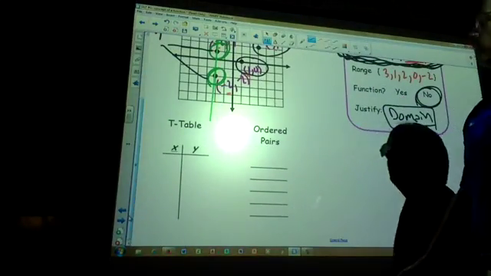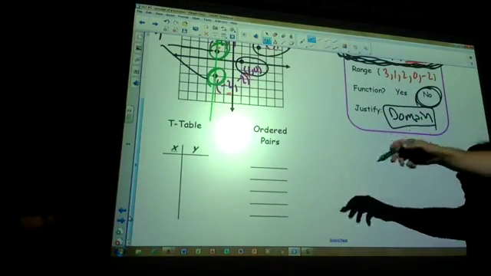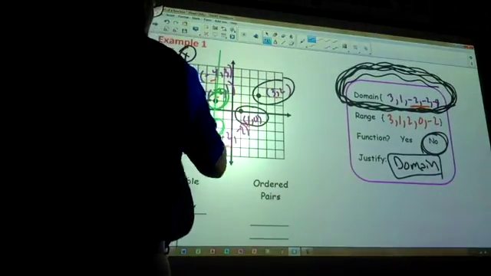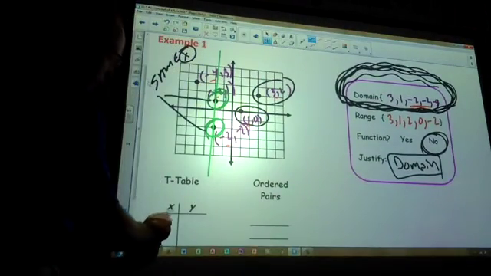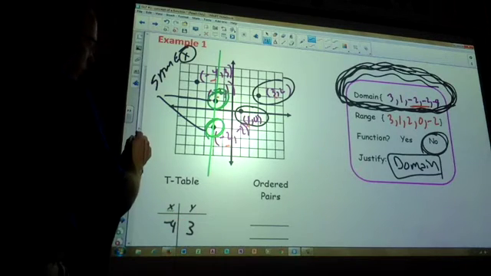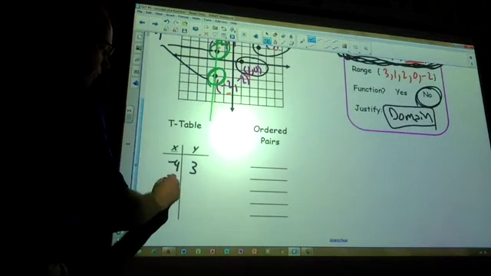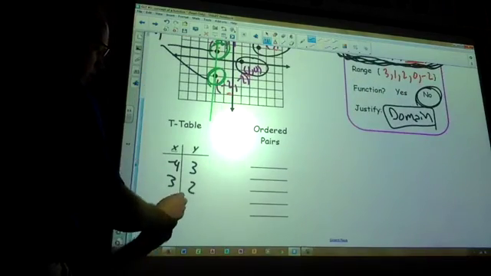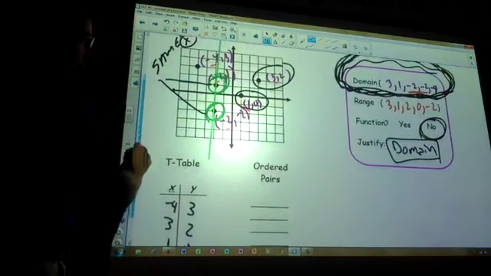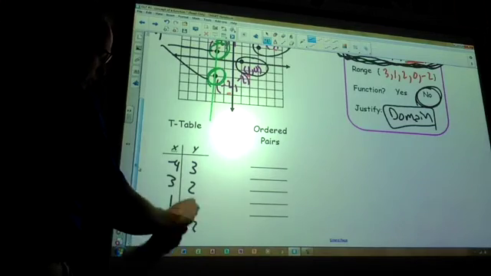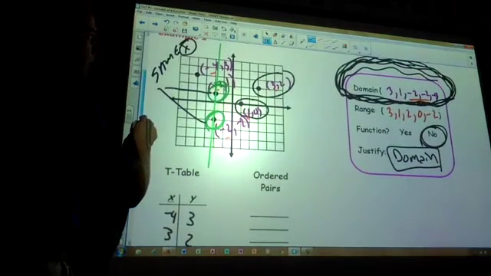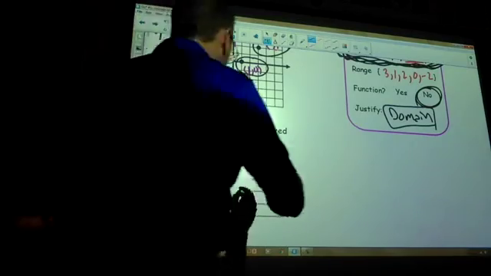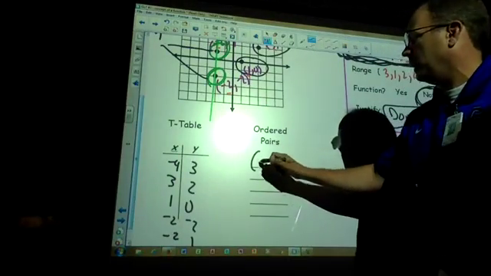All right. So, you could create a t-table off of our information. So our t-table would be -4, 3 in some order, but you're trying to keep everything 3, 2. Okay. 1, 0. -2, -2. And we had one more point I'm not seeing. Is that -2, 1? And then the ordered pairs from the t-table would be like this.